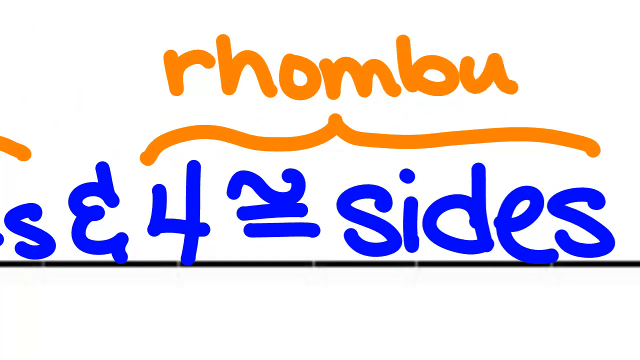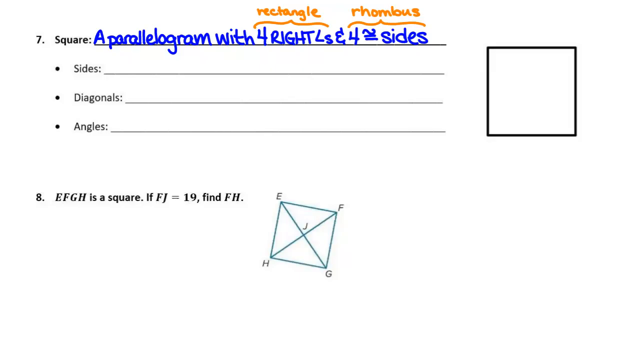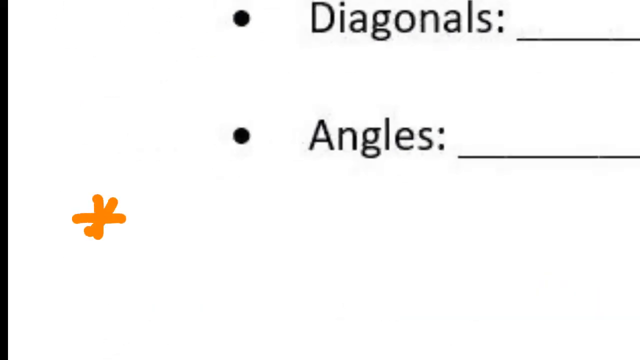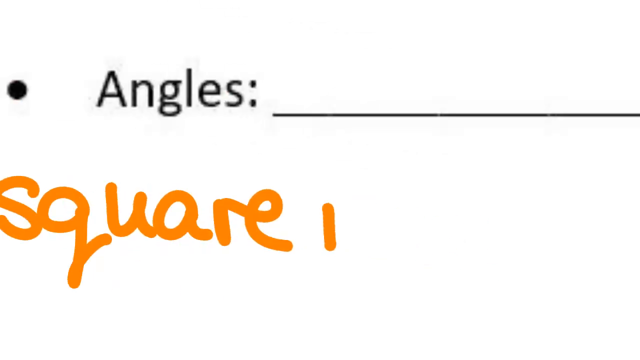We haven't talked about squares yet. I said what other shape that we've talked about has 4 congruent sides. So a square is a parallelogram that is also a rectangle and is also a rhombus. A square is both a rectangle and a rhombus.